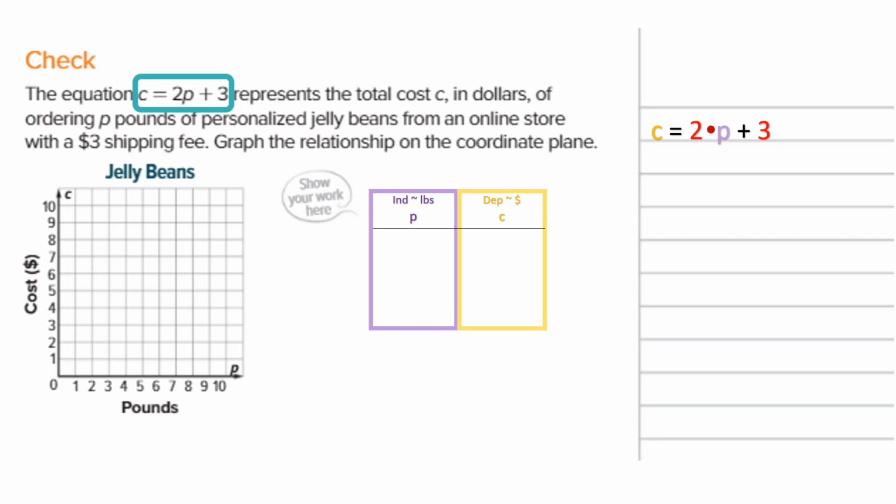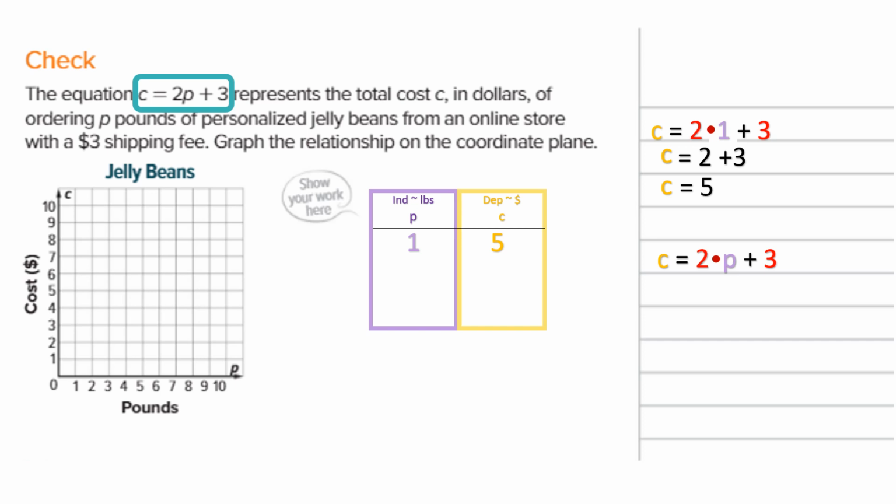So if I use this equation, I can start with 0, I can start with 1, I can start with 2. So let's just start with 1. Let's say that C is equal to... we're going to make P equal to 1. So 2 times 1 plus 3. Well, 2 times 1 is 2 plus 3. Then I know that my C has to be equal to 5. So I'm going to put 5 in my dependent variable.